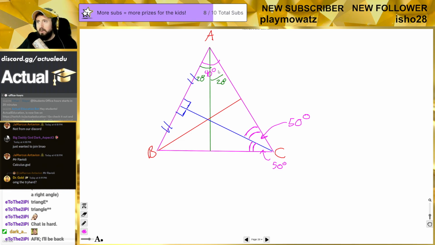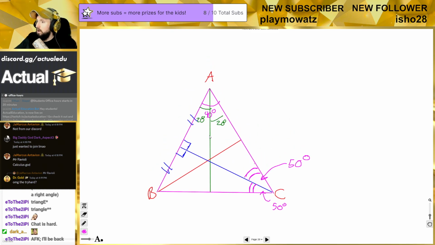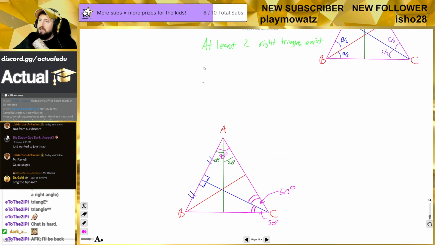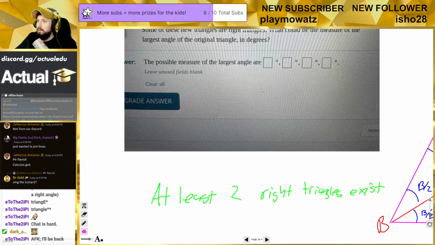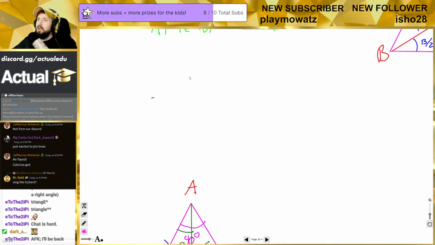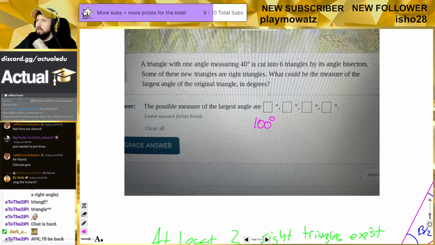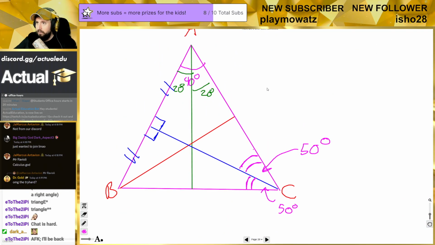Does that make sense, Jamarcus, right? If this is 40, and I'm having this be a perpendicular bisector, and I know this is 90, then this small part here has to be 50. Because 50, 40, 90 has to be 180. Okay. And then, yeah, that's the biggest angle. Okay, so we got one of them. The possible measure is 100 degrees at least. Because they tell us one of them is 40. Okay, one of them is 40. All right.